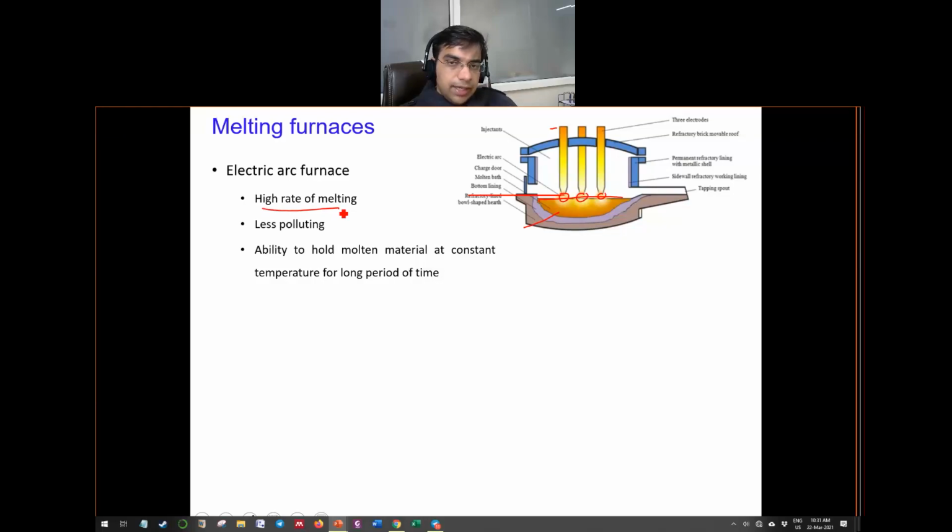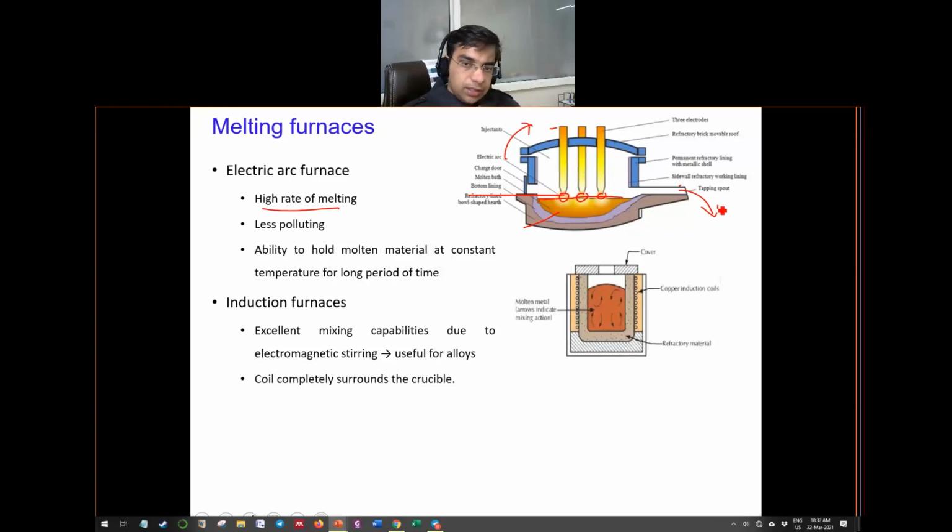They also have the ability to hold the molten material for quite a long time. These are very large furnaces, so they can hold several tons of molten metal. And when required, these furnaces can be tilted. This is the tapping spout from which the molten metal can then be put into a ladle, or it can be put into the mold.